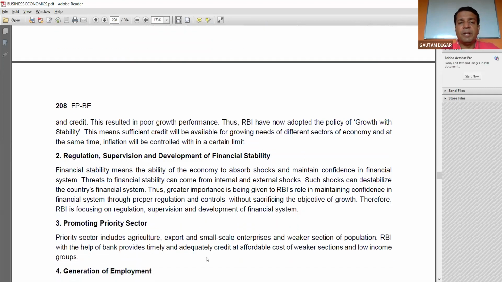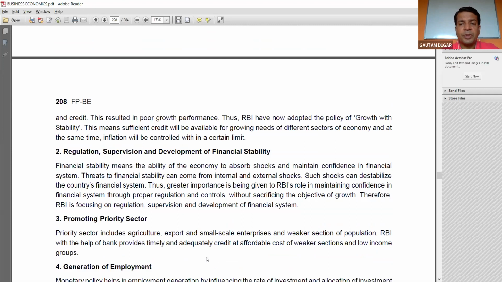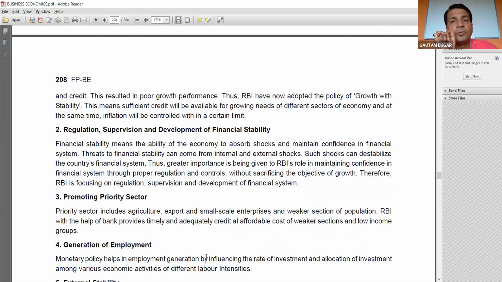Regulation, supervision, development of the financial stability, promoting the priority sector. Government through the monetary policy always brings out schemes for the priority sectors, those sectors which will receive priority of the government, which are given importance. Through the monetary policy, the RBI issues directions for commercial banks to give loans at a lower rate of interest to the priority sectors.